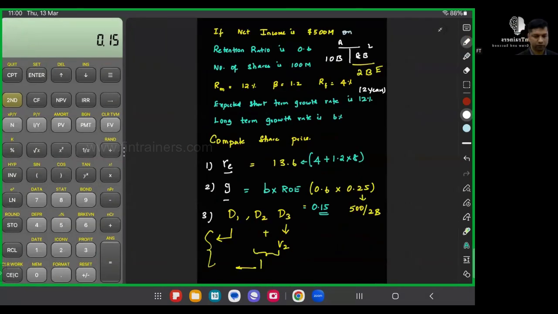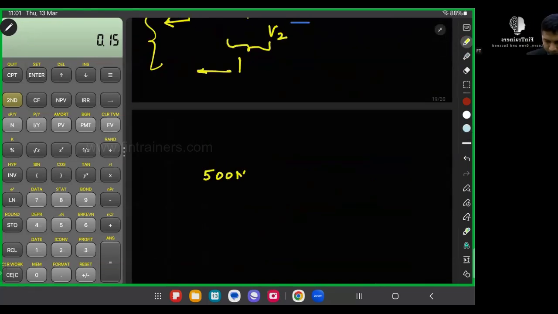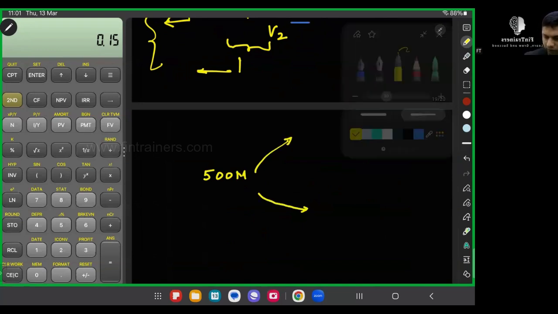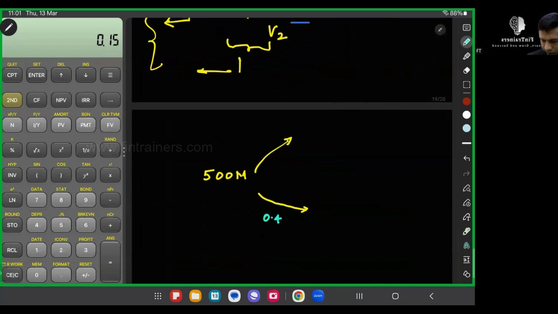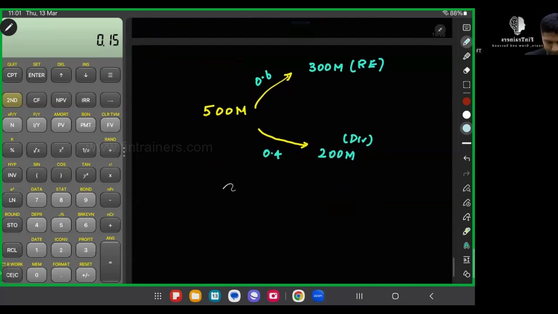What's your D1? So your D0 is $2, right? How did you get the D0 value? So 500 is my net income. We said 60% goes to retention, which means 40% will come to dividend. 40% of 500 is 200. And this is 0.6, and this is 300. So this is being retained earnings, and this is my dividend. Number of shares is 100 million. So dividend per share would be dividend divided by outstanding shares.